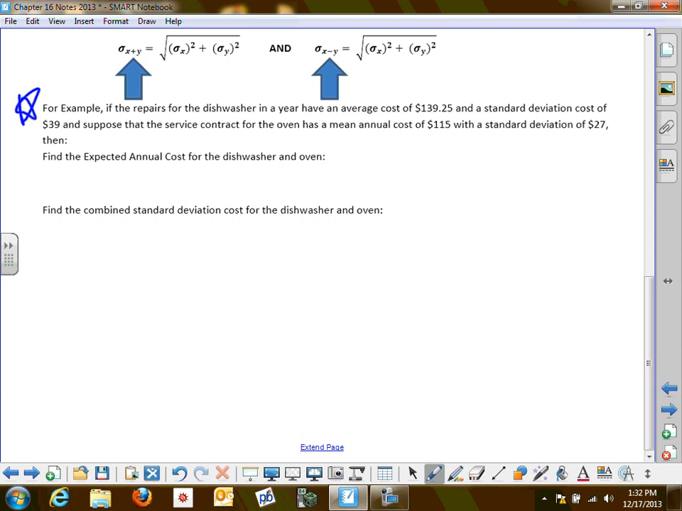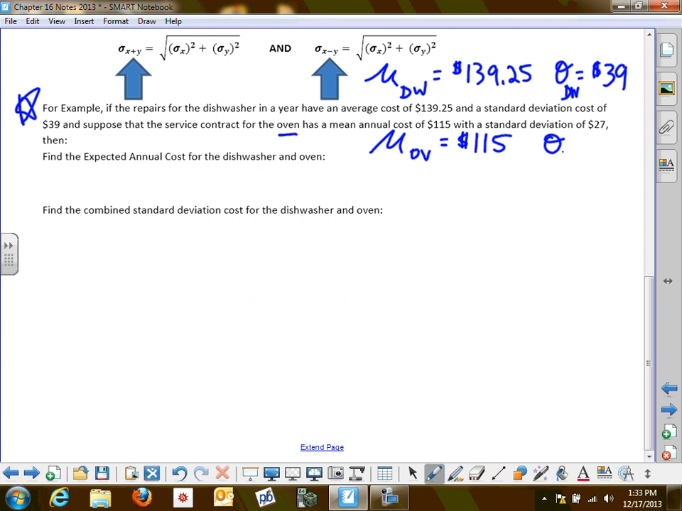For example, if the repairs on the dishwasher in a year average $139.25, which is just what we figured out a minute ago, and the standard deviation for the dishwasher is $39. Okay, and they have a service contract for an oven, and the mean cost for the oven is $115 with a standard deviation for the oven of 27.